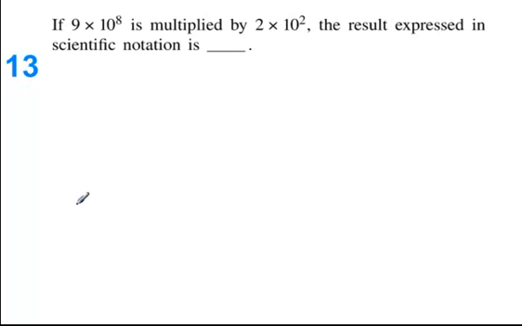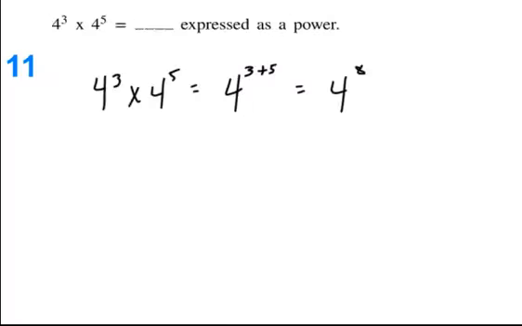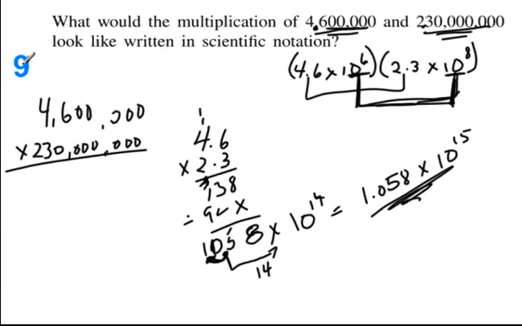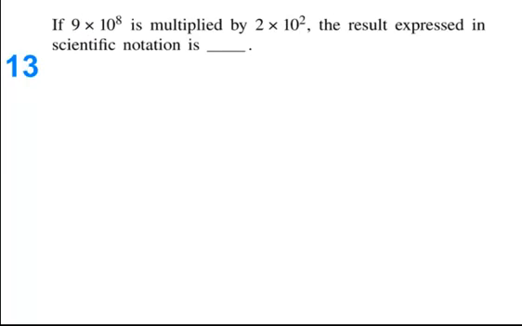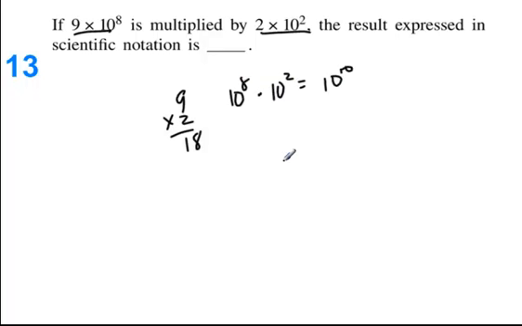And the last one, if 9 times 10 to the 8th is multiplied by 2 times 10 squared, the result expressed in scientific notation. Well, we just did that right here on this problem. Except for here, we had to change it to scientific notation first. At number 13, they already have it. So, remember what we're going to do? We're going to multiply the numbers times the numbers. So 9 times 2 is 18. And then the power times the power. So that's going to be 10 to the 10th.